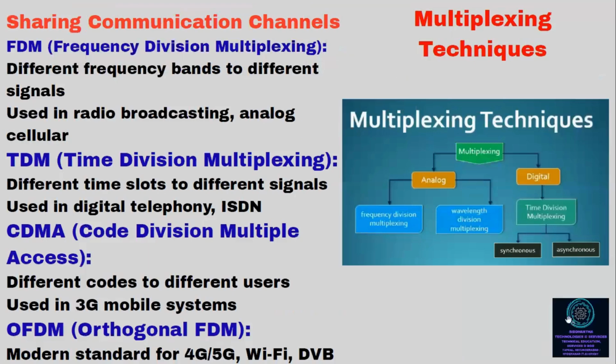So now we will be discussing the multiplexing technique, that is a technique in communication called the multiplexing technique. Okay. Before that, on sharing communication channels, we will discuss a little about what the different channels in a communication system are. So FDMA, that is frequency division multiplexing, we call it as different frequency bands to different signals. It's allotted, it's given different frequency to different bands of signals. FDMA is used for radio broadcasting, analog and cellular.